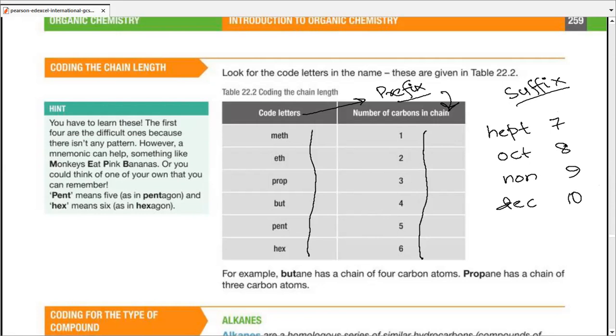Yeah, I've noted it down. And of course, these kinds of phonetics can always help you remember the exact order of these. Meth, eth, prop, bute: monkeys eat pink bananas, or whatever sentence you can come up with.